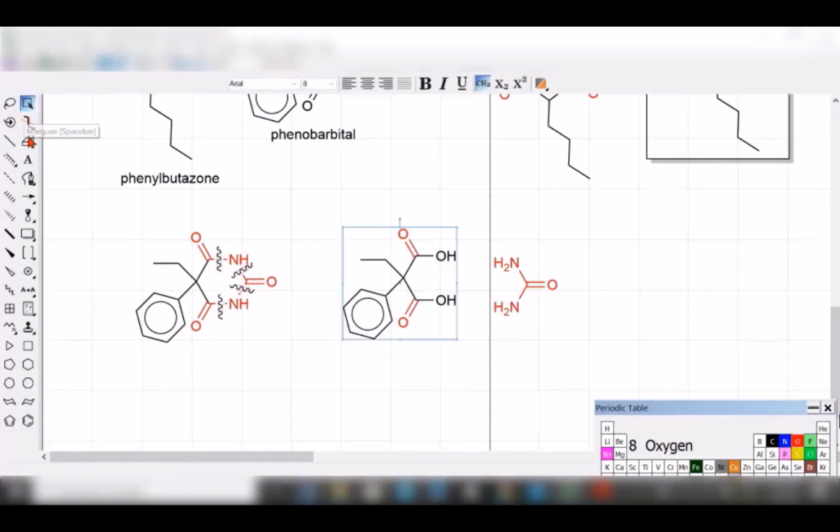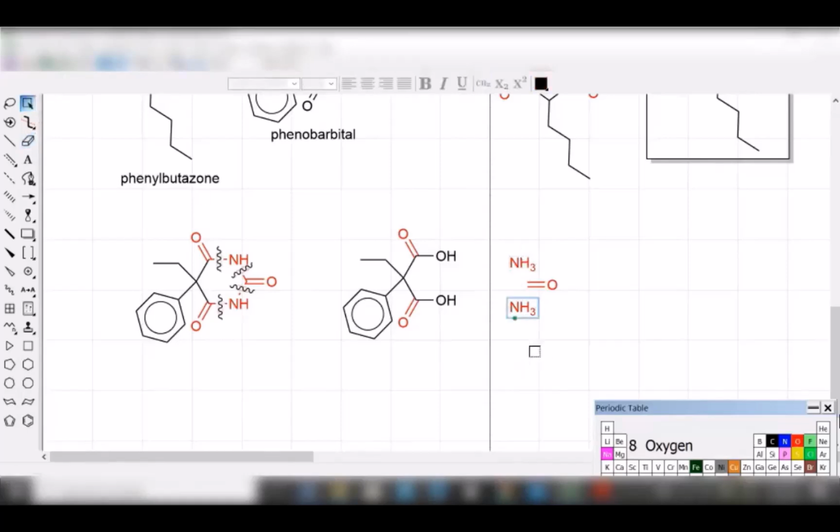But not to forget, this urea, the C-N will cleave also. So I'm going to cleave here and here. We have two ammonia. I'm not going to draw both, so I'm going to cancel one. In acidic condition, ammonia will exist as ammonium. And obviously this is not going to be naked like this, so this should exist as CO2.